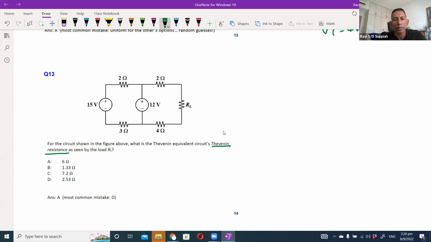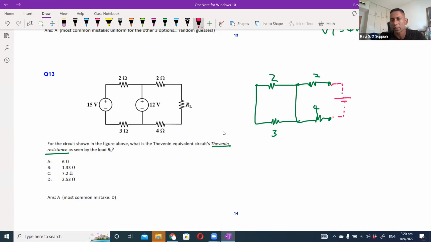So to find Thevenin's resistance, we remove the load RL. So let's redraw the circuit. I short circuit here, plus 4. Again, I'm going to put an imaginary supply here.